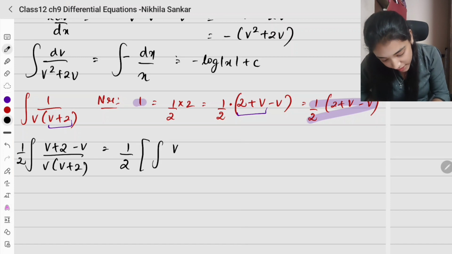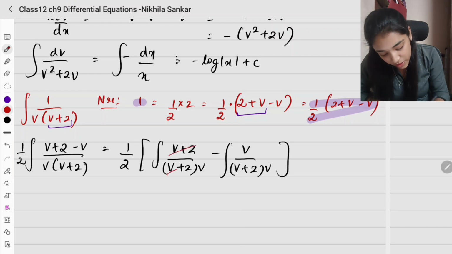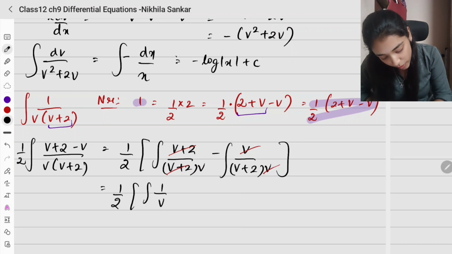I have integral (v plus 2) divided by (v plus 2) times v minus v divided by (v plus 2) times v. Now it's easy to cancel also. Cancel பண்ணலாமா? இங்க v plus 2 v plus 2, இங்க v cancel ஆயிடுச்சு. So what am I left with? I'll be left with half times integral 1 by v minus integral 1 by v plus 2.